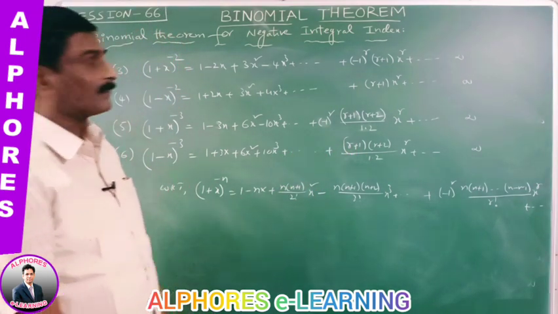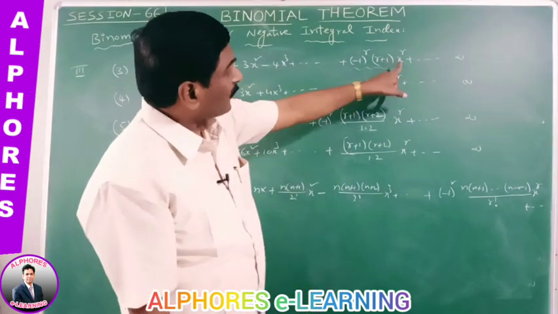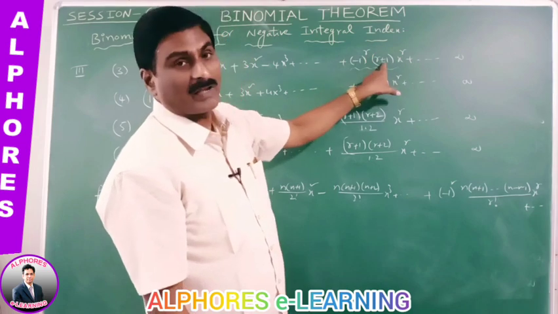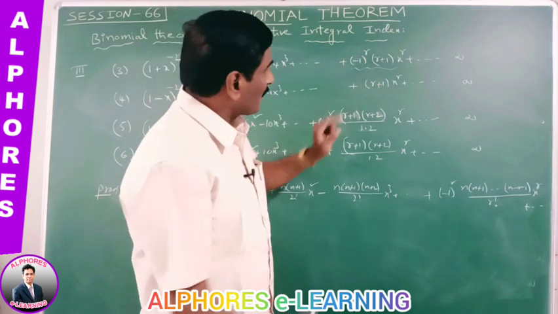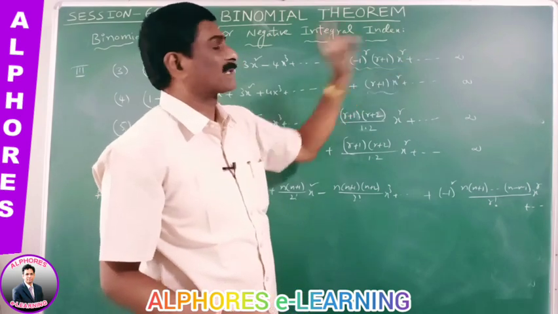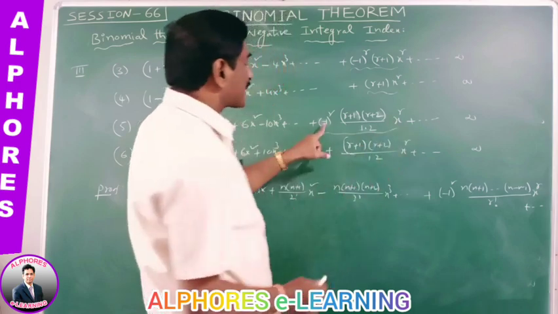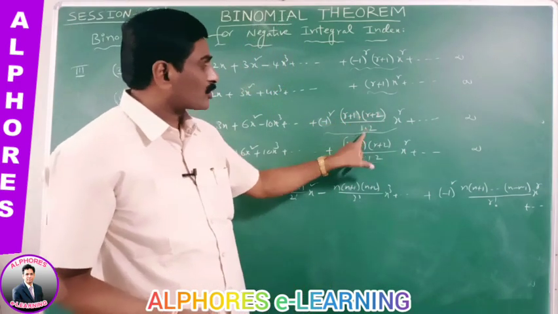Please observe this value. It is the general term T(r+1). For finding the coefficient of x^r, we use this property. It is very, very important. Next, here what is the coefficient? (r+1) into x^r. Here it is (-1)^r (r+1) x^r. In this case, what is the coefficient of x^r? (-1)^r (r+1)(r+2)/2.